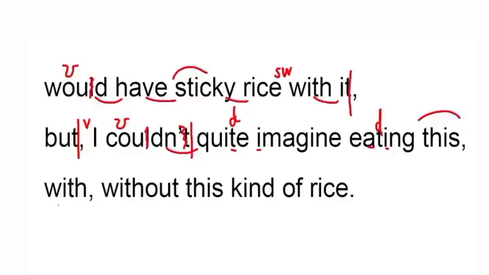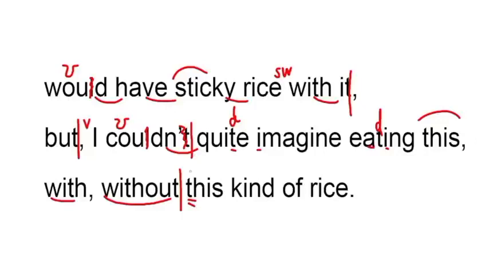"Without this kind of rice." She repeats herself with "without." She starts the word, pauses while she's thinking, then says the full word "without," with a stop T at the end because the next word begins with a consonant.